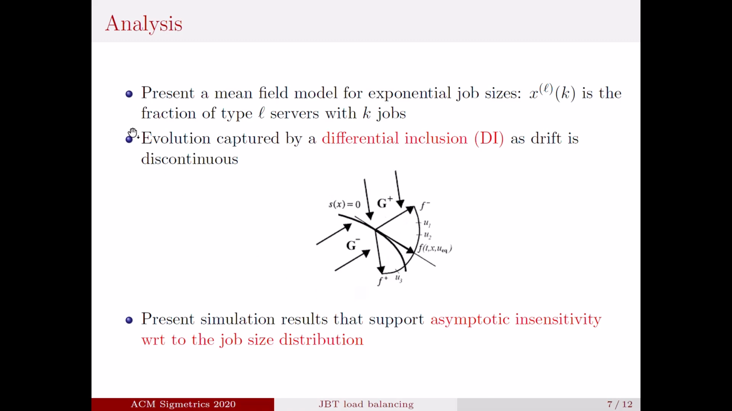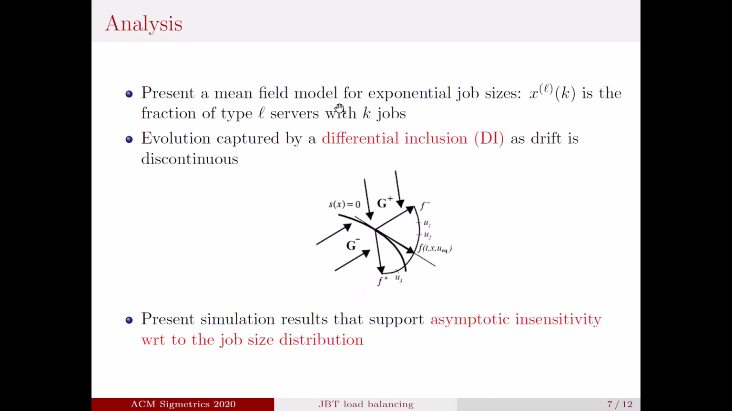So the results that we obtain from our mean field model with exponential job sizes also apply to any other job size distribution if the number of servers is large enough. This is at least what the simulation results indicate.